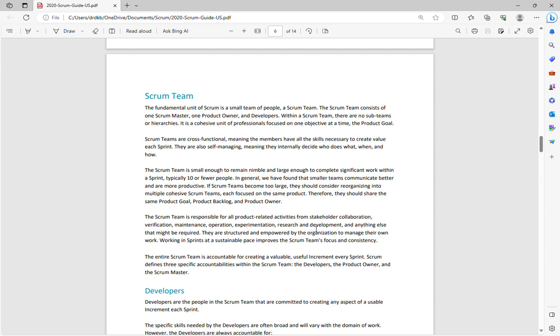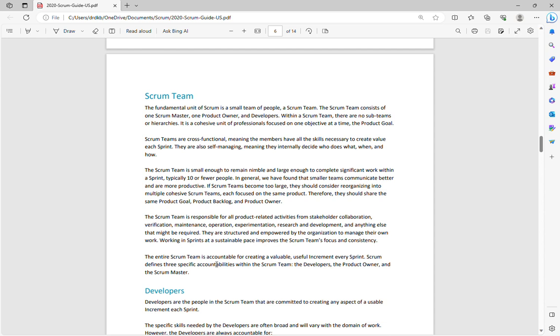And also they are structured and empowered by the organization to manage their own work. Means the Scrum team would be generally empowered to make decisions and adapt to changing requirements. They can also choose how to accomplish their work, allowing flexibility and creativity in finding the best solution. So that is what is expected when we are forming the Scrum team, right?